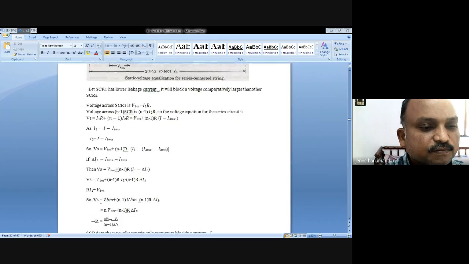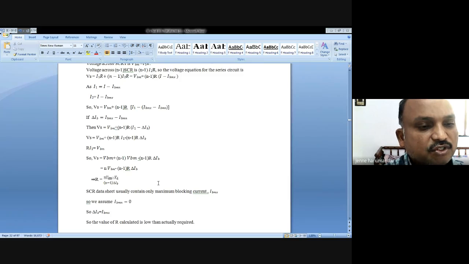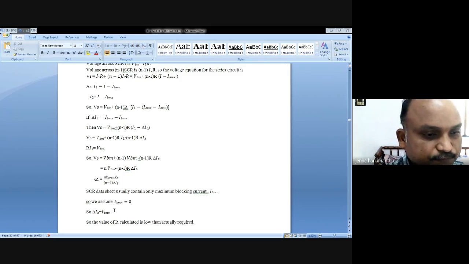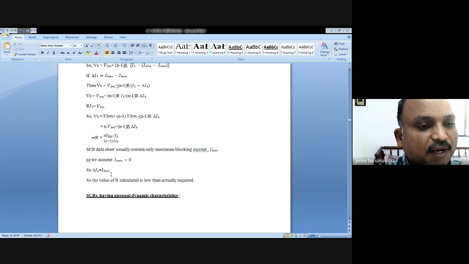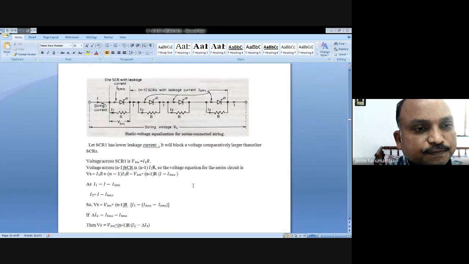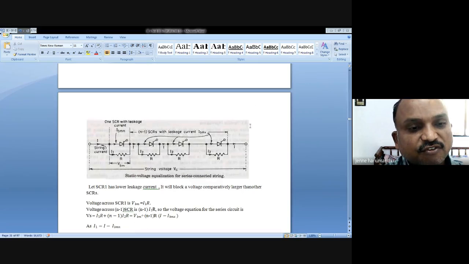Substitute this in the above equation. Vs can be written as VBM plus (n minus 1) VBM minus (n minus 1) into R into del IB. So from this we can write capital R equals to. From the SCR data, usually they contain a very maximum blocking current, so they assume IBMN equal to 0. So del IB is nothing but IBM. So the value calculated is lower than actually required. So what did you understand from this?